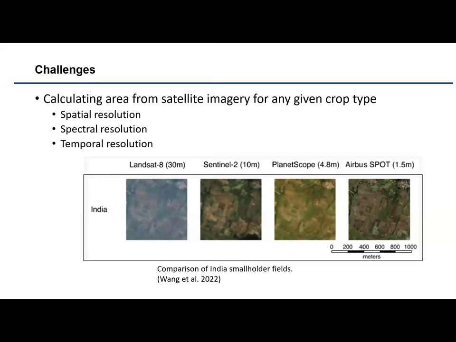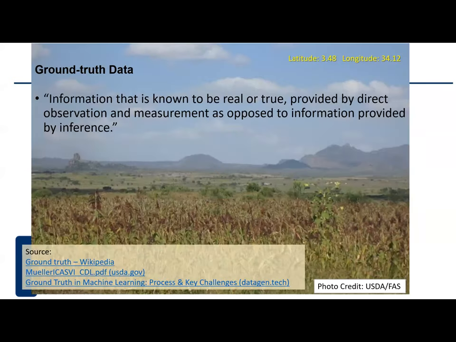But one thing that helps us do a better job at calculating area and identifying in-season crop type mapping is ground truth data. There's a variety of definitions of ground truth data, and normally I wouldn't use a Wikipedia source, but I wanted to capture this definition because I felt like it was the most simple. And I really believe it relates more directly to the types of work that we'll be doing together.